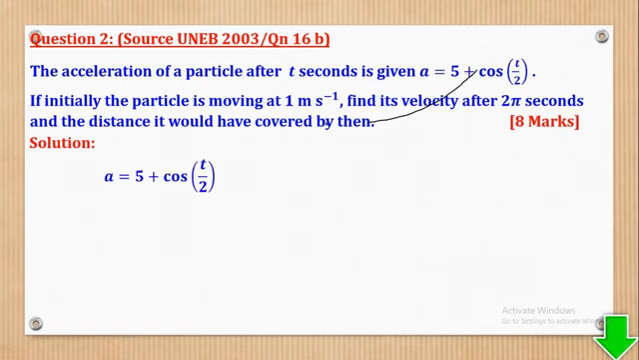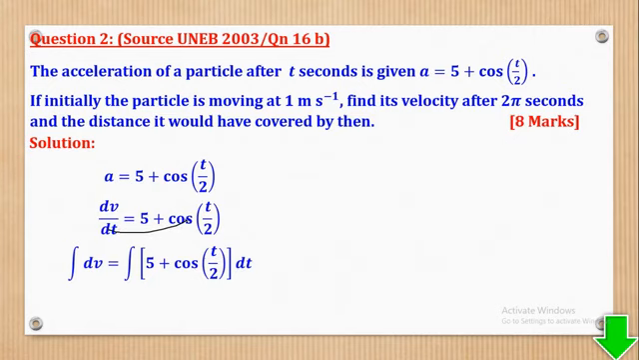So this is what is given. But know that acceleration is dv/dt, so substitute with dv/dt. Then that is separable, so take this one this side to come up with this and put integrals on both sides. Then when you integrate, this is v and this is that.